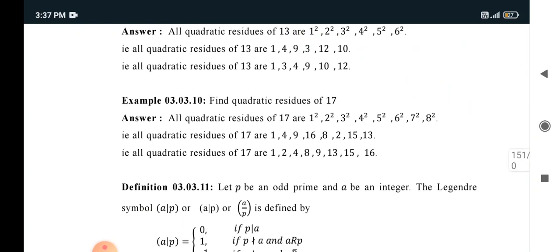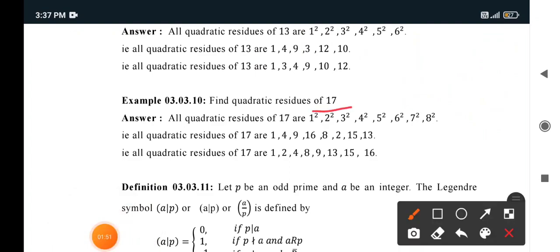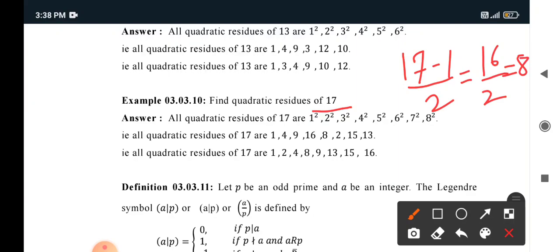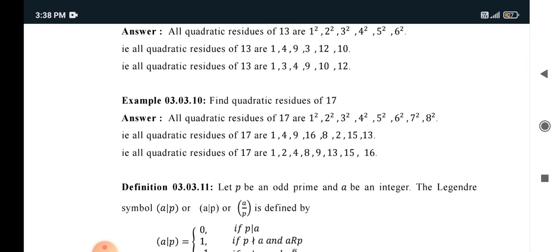In the same way we can calculate the quadratic residues for 17. Again 17 is a prime number, then 17 minus 1 over 2, that is 16 over 2, the answer is 8. So it has 8 quadratic residues and 8 quadratic non-residues. Then how can we calculate the quadratic residues? Up to 8 squared, that is 1 squared, 2 squared, 3 squared, 4 squared, 5 squared, 6 squared, 7 squared and 8 squared. So up to 8 squared, these are the quadratic residues mod 17. So by using that direct formula, we can easily calculate the quadratic residues for a modulo prime number p only.